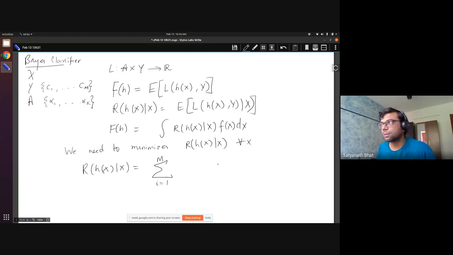So we looked at qi of x, which is the posterior, and then at the loss incurred by h of x compared to y. Here it's not y, it is actually ci. We also saw that for the 0-1 loss function, this turns out to be the same as what we have been doing so far. So this is the second proof.